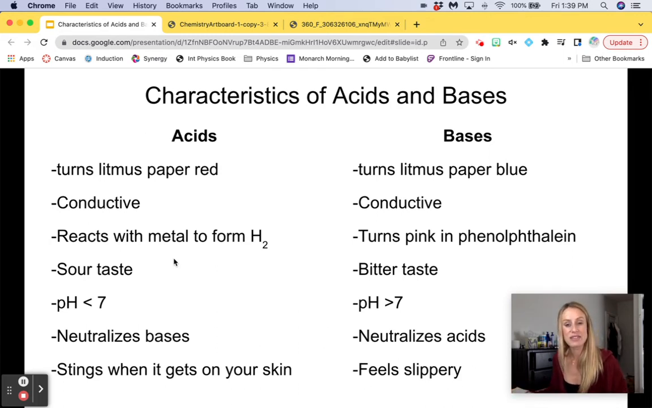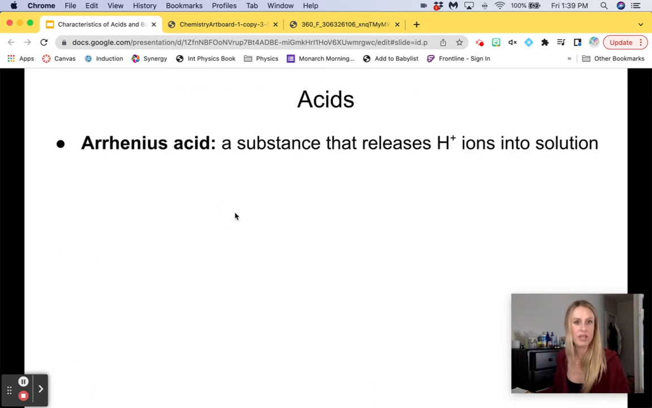And then bases feel slippery. Like I said, soap is a base. So the reason that your hands feel slippery when you're washing your hands, or your body when you're washing your body in the shower or something like that, is because soap is a base. So it feels slippery.